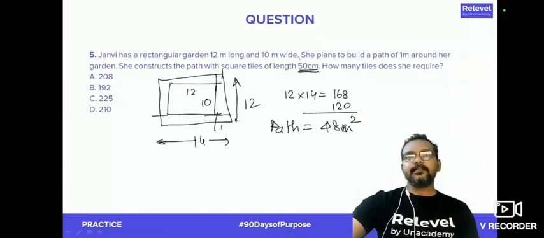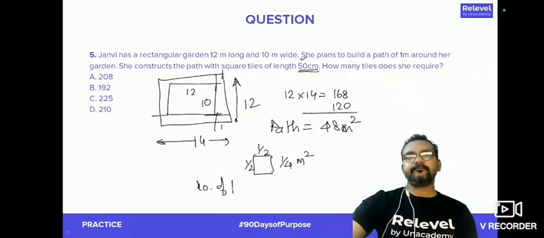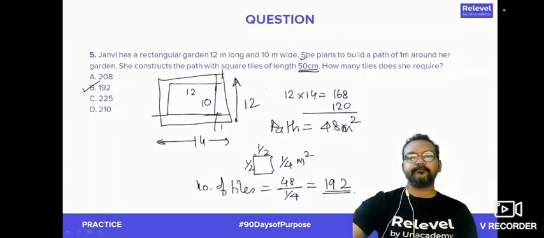And each tile is half a meter, right? Side. Each tile has half a meter side. So area is 1/4 square meters. The number of tiles is the total area divided by the area of each tile. So 192 tiles are needed. So that is option B.